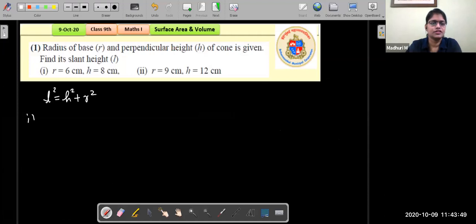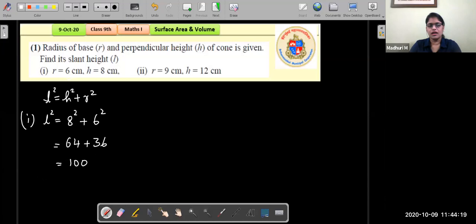Let us look at the first problem. That is, we are given here R and we are given H. So we are just substituting the values. H is 8, so that will be 8 squared, plus R is 6, that will be 6 squared. And solving this, what do we get? Please try out the problems with me. So 8 squared is 64, plus 6 squared, that is 36, and that would give us how much? That would be 64 plus 36 would be 100, right, students?